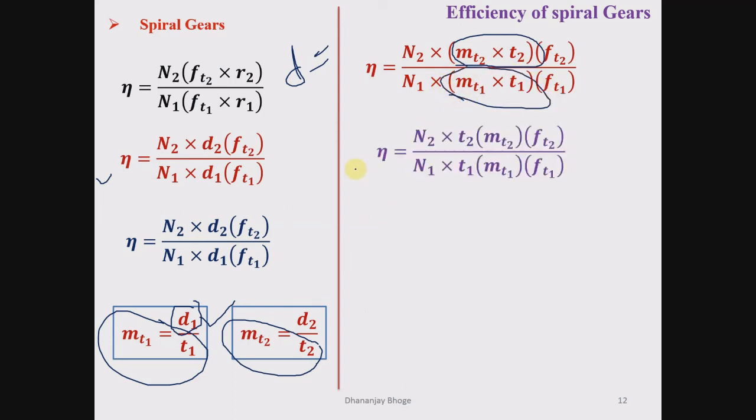What can we do next? Let us simplify further. So gear ratio is equals to T2 by T1 equals to N1 by N2 for spiral gears, correct?